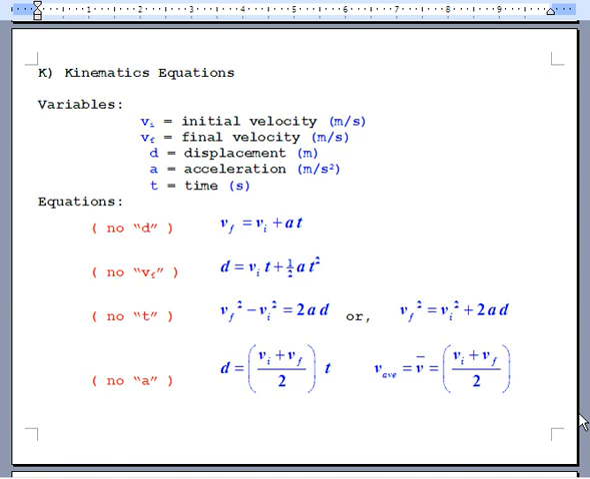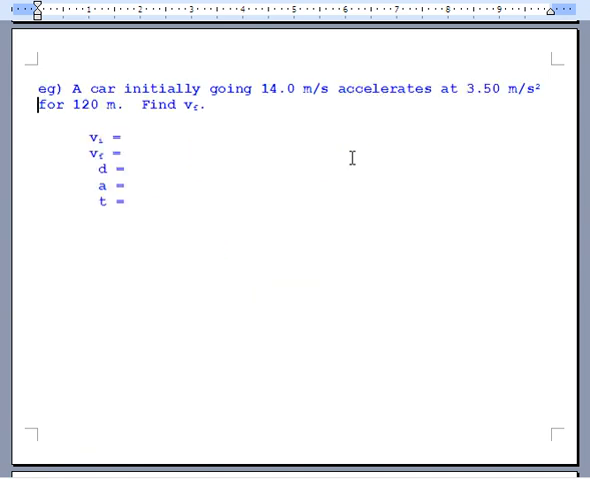Looking at those 5 variables, turns out one of them is more important than the others. Look at the red here. You can work with no D, no VF, no T, and no A. But you have to have an initial velocity. It's the most important of the 5 variables. You either need to know it or you need to be finding it. But at no point can you ever make your VFDAT list and then put an X beside the initial velocity. It just doesn't work. There's no equation that'll work with that.